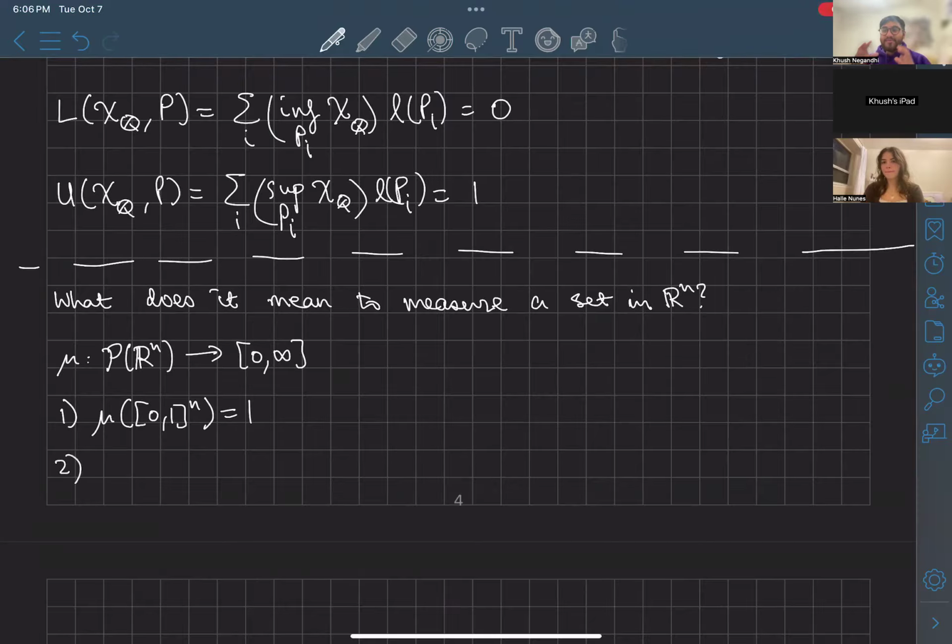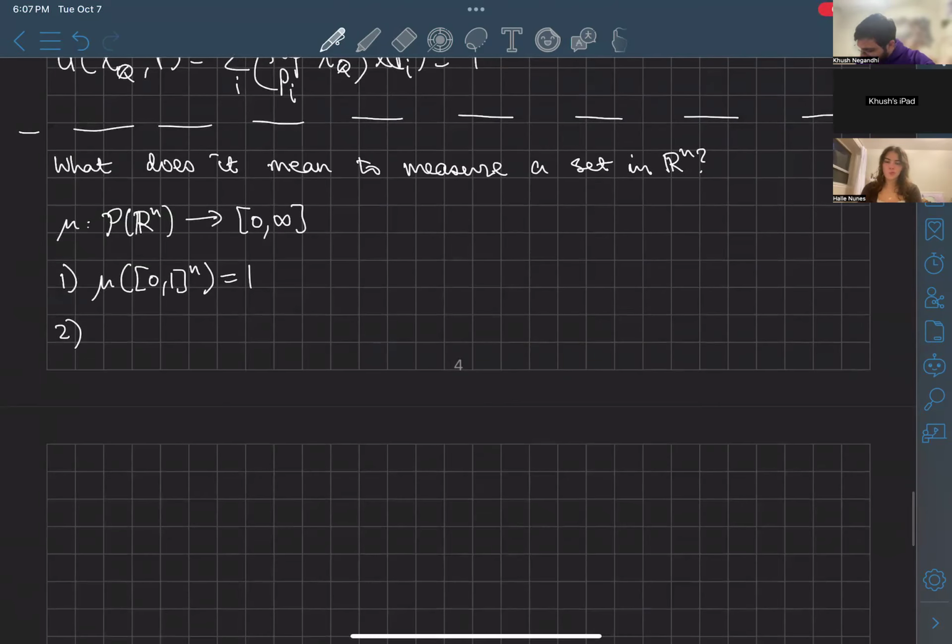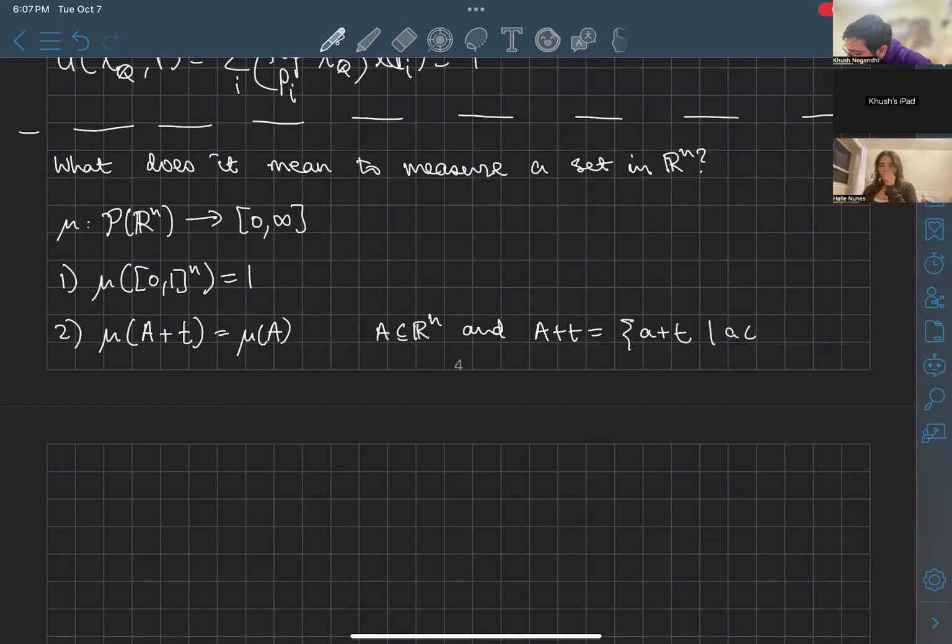Another thing we know is if my cube is here, it has volume one. If I shift it here, it still has volume one, right? So translating doesn't change the volume. So the way I'm gonna write this is, if I have some set A and I add a vector t, mu of A plus t just equals mu of A. Here A is a subset of R^n, and A plus t just means I shift everything in A by t.